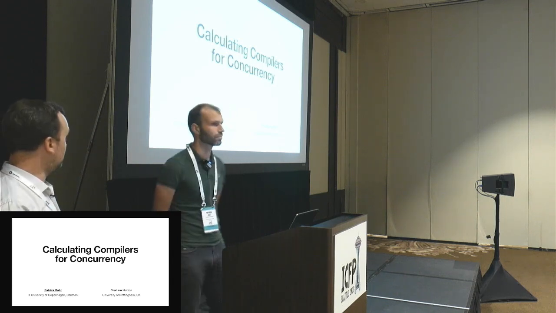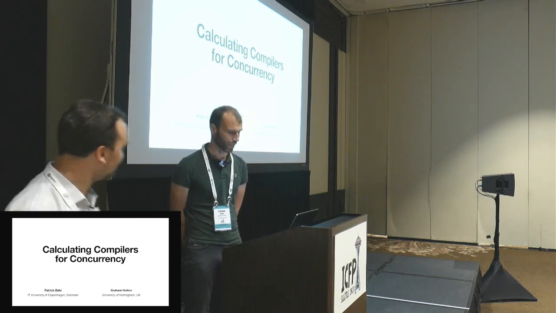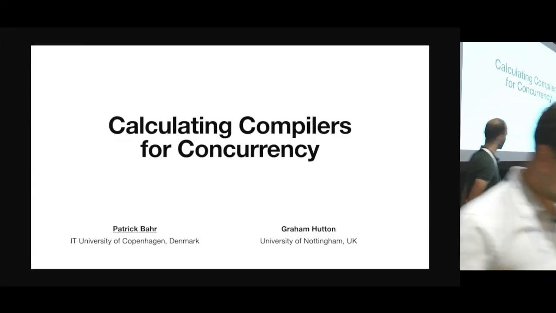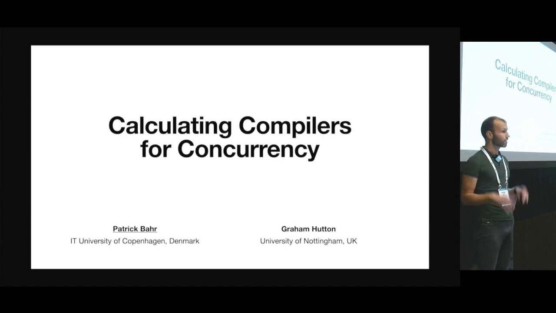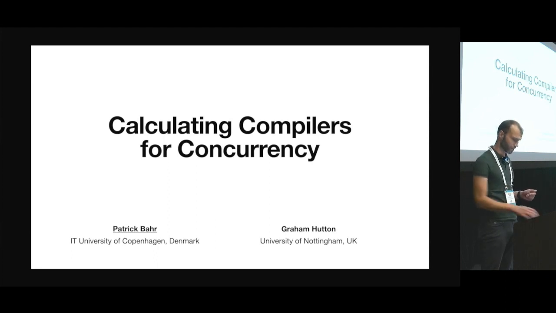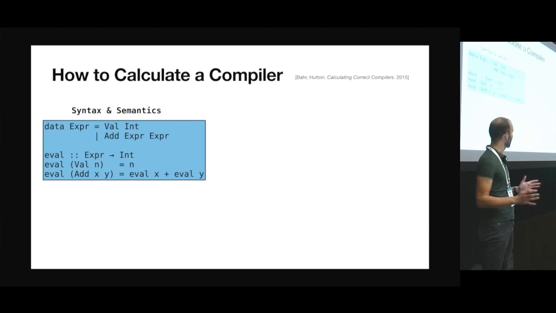So our first speaker is Patrick Bahr. Take it away. All right, thank you. With Graham Hutton. And so what we're doing in this paper is showing how to calculate correct by construction compilers for concurrent languages. Right? And I should start out by explaining what exactly I mean by calculating a compiler.